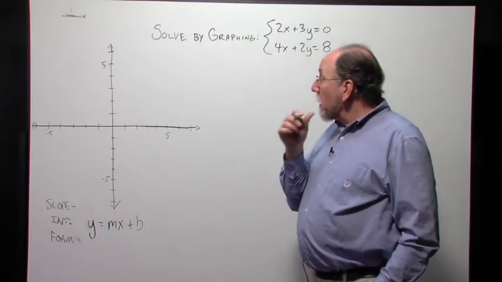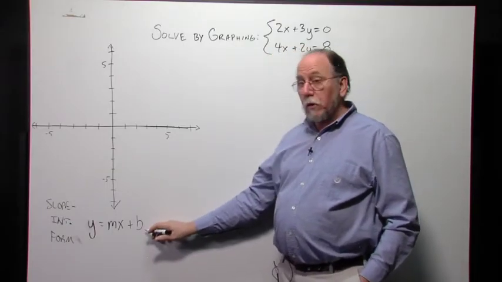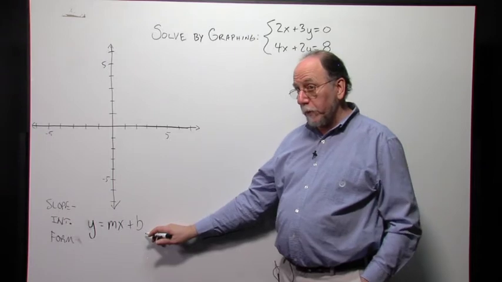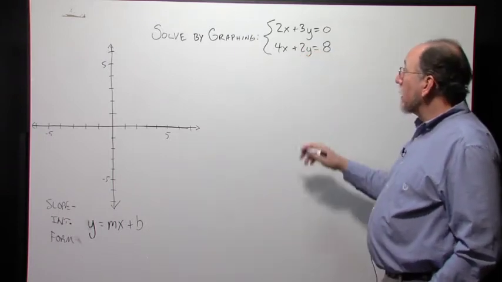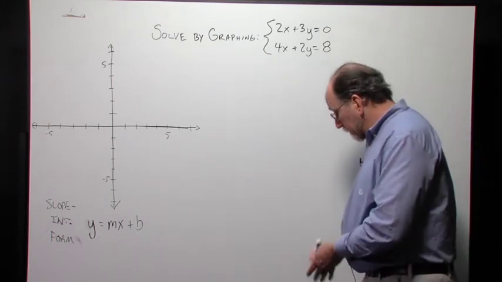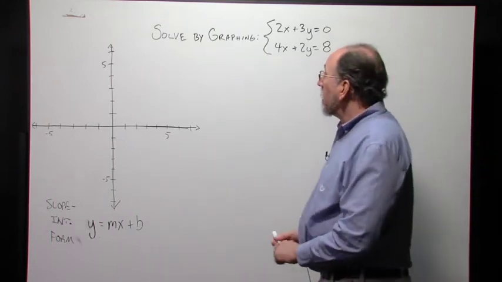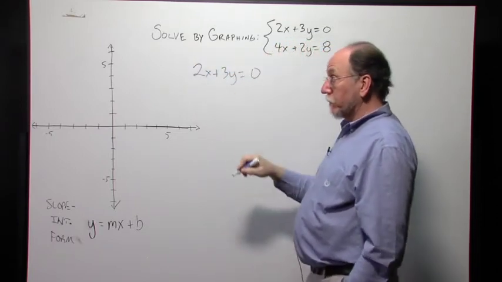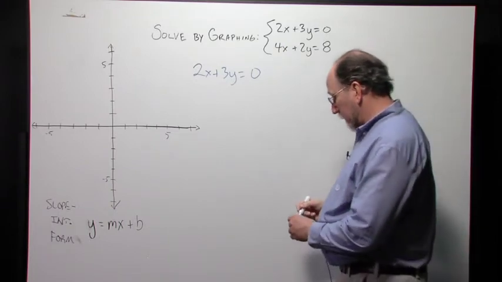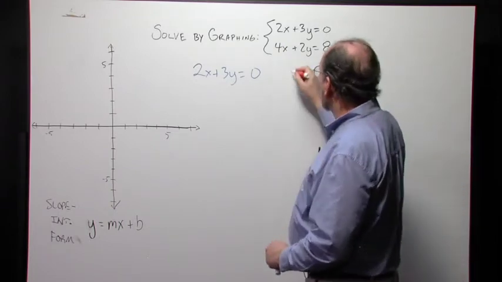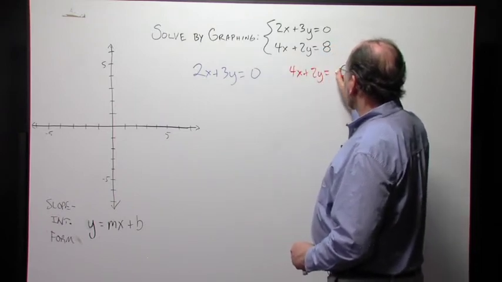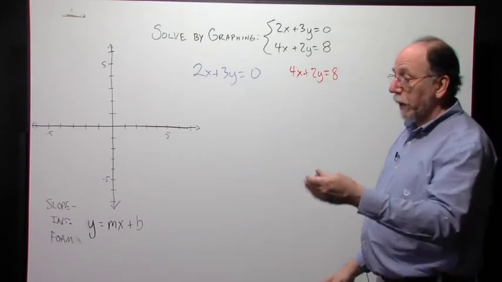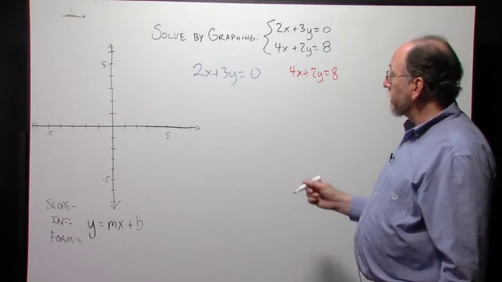So that means we're going to solve each of these for y to get it in the slope-intercept form that I'm pointing to here, y equals mx plus b. So I'll write them separately. 2x plus 3y is equal to 0. Solve that for y. And then we'll do this one over here, 4x plus 2y equals 8. And pick out their y-intercepts and then their slopes and graph them as lines.